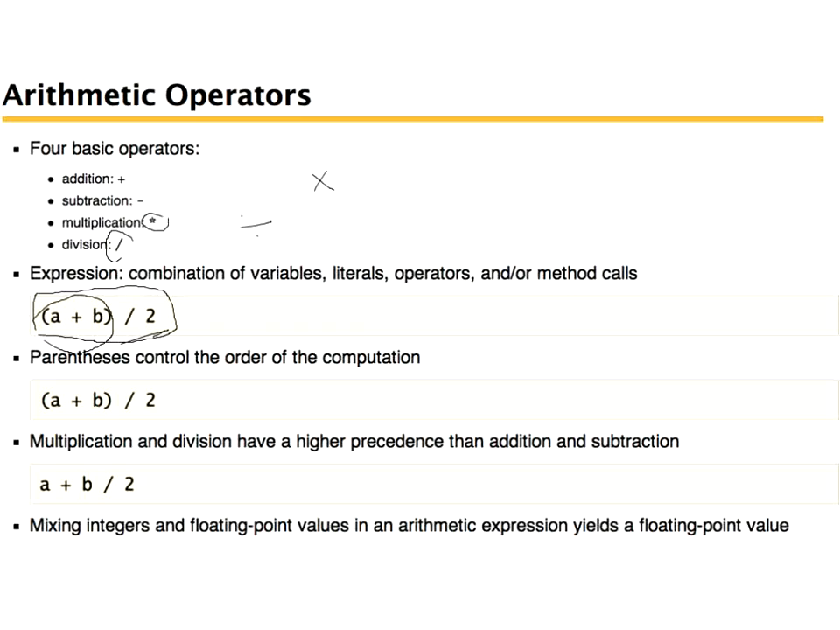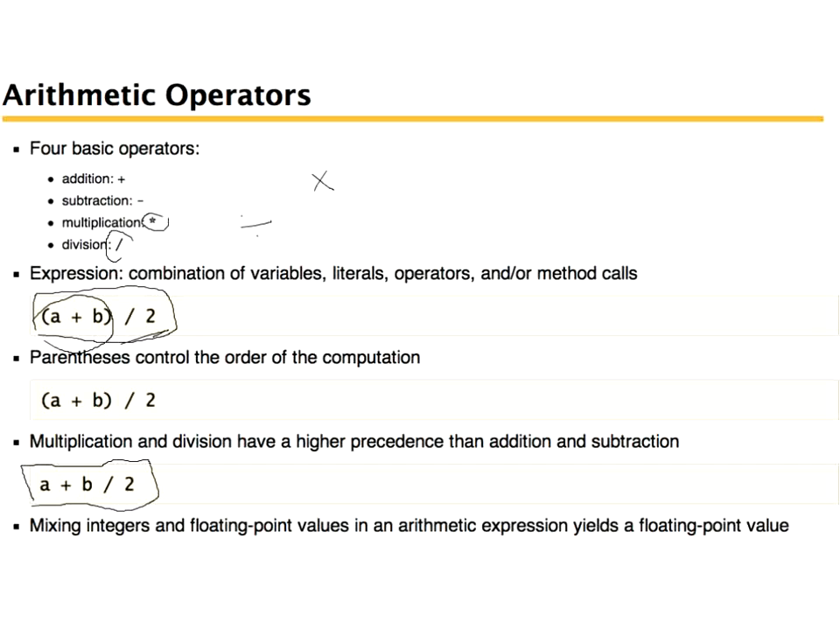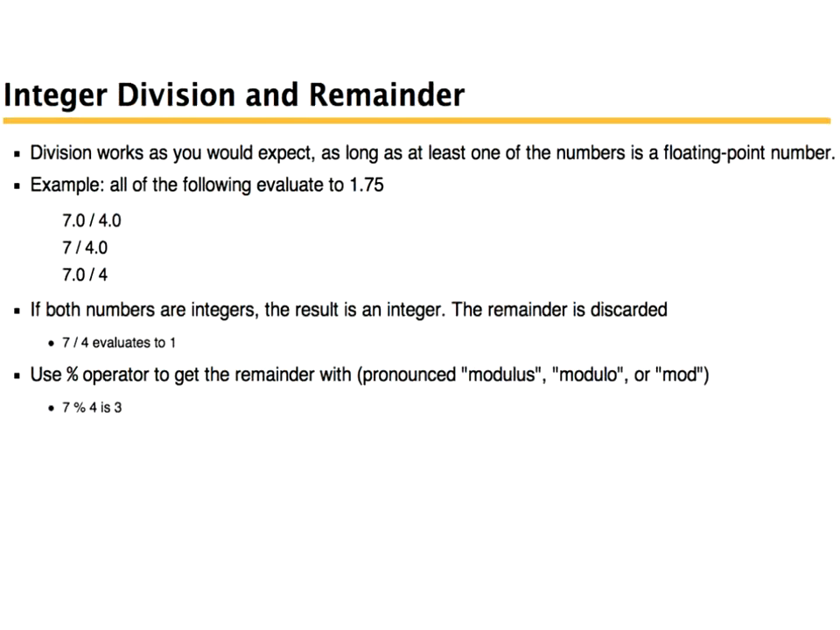Now, if we have this expression, what will happen? Can you tell me what will happen if we just have a plus b divided by 2? What do you think will happen? Yeah, it's actually b divided by 2, then plus a. I will explain about this very soon. This is something we call the precedence of operations. We'll talk about it in the forthcoming slides.